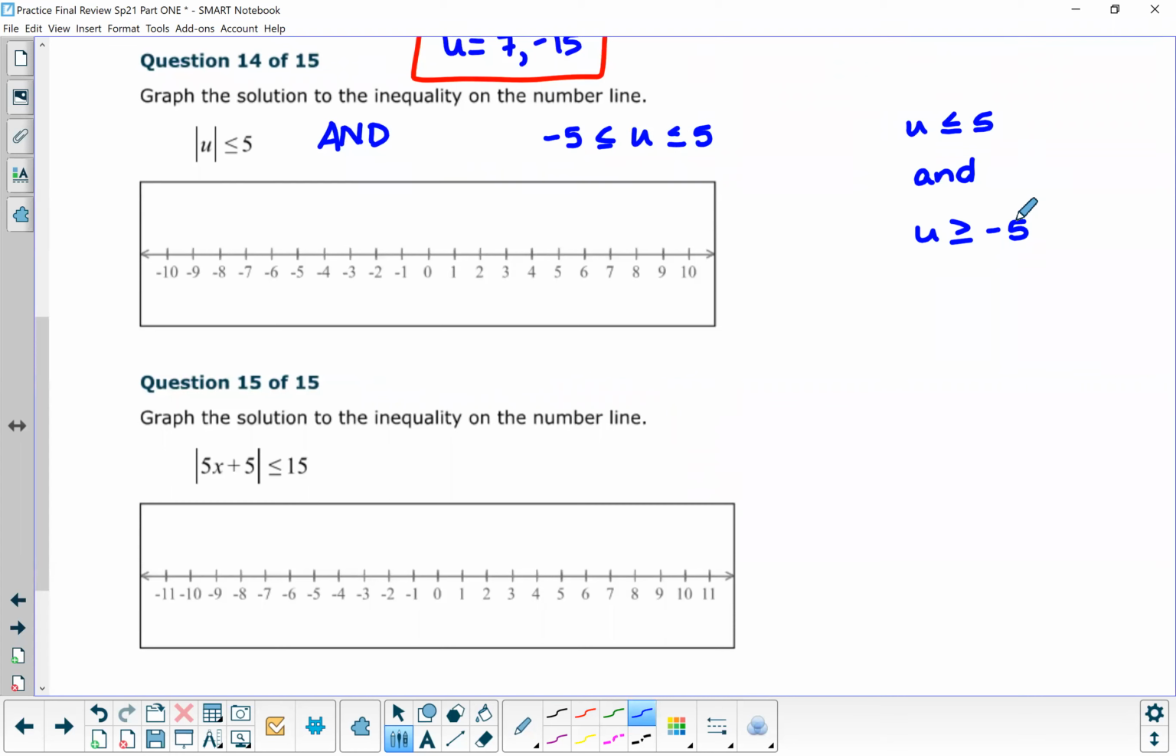So we have negative 5, positive 5, and there we go.